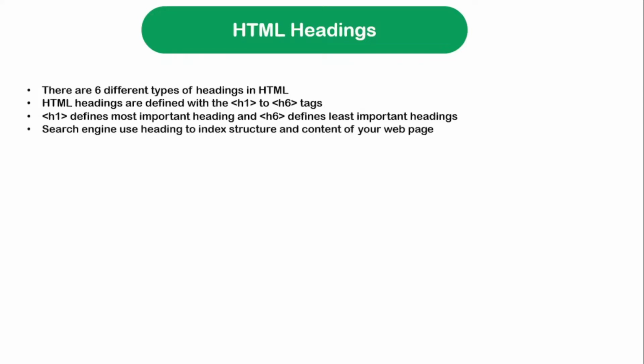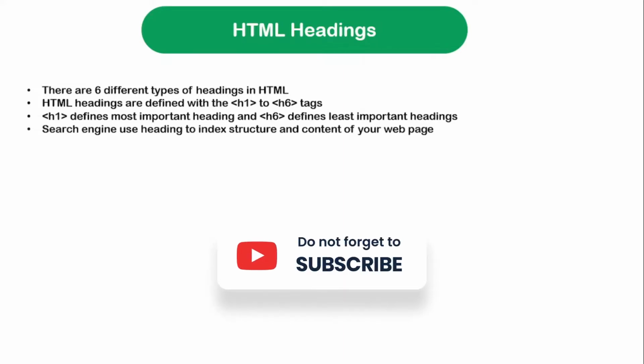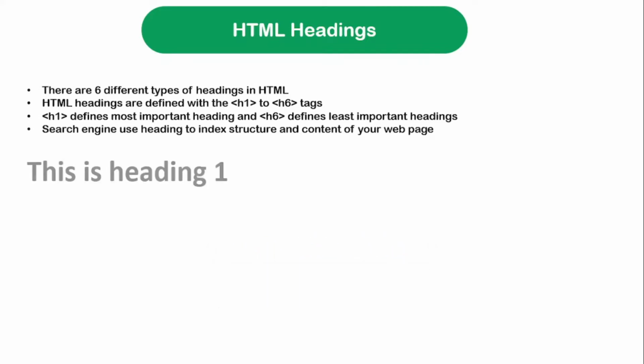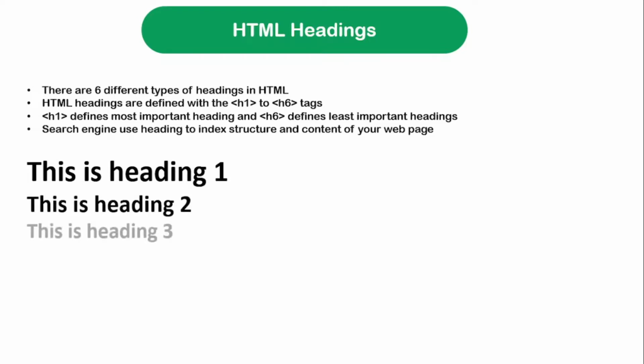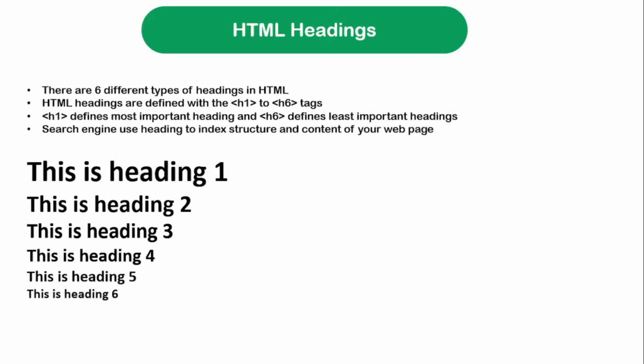Search engines use headings to index the structure and content of your web page. Headings are important in respect of SEO. These are 6 different types of heading. This is heading 1, this is heading 2, this is heading 3, this is heading 4, this is heading 5, and the least small heading, this is heading 6.